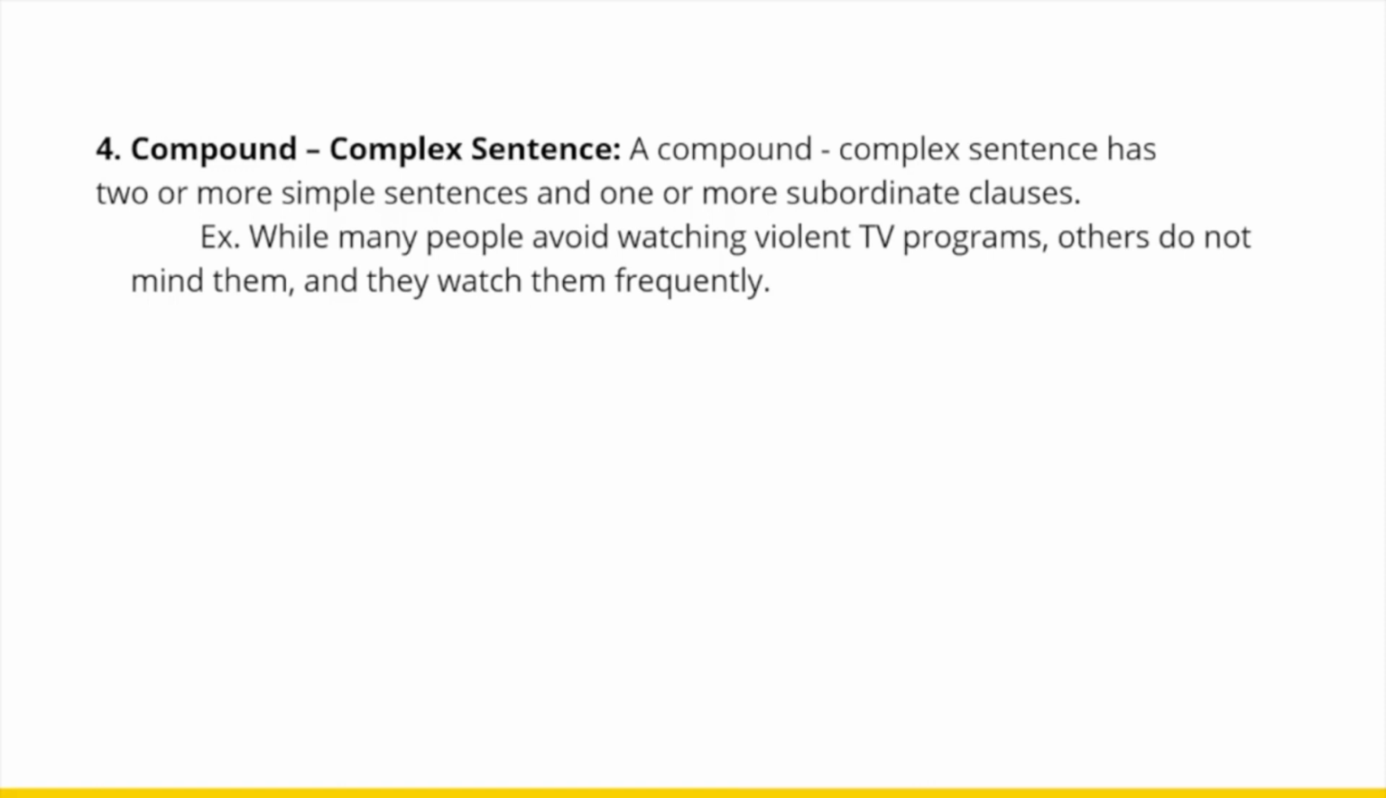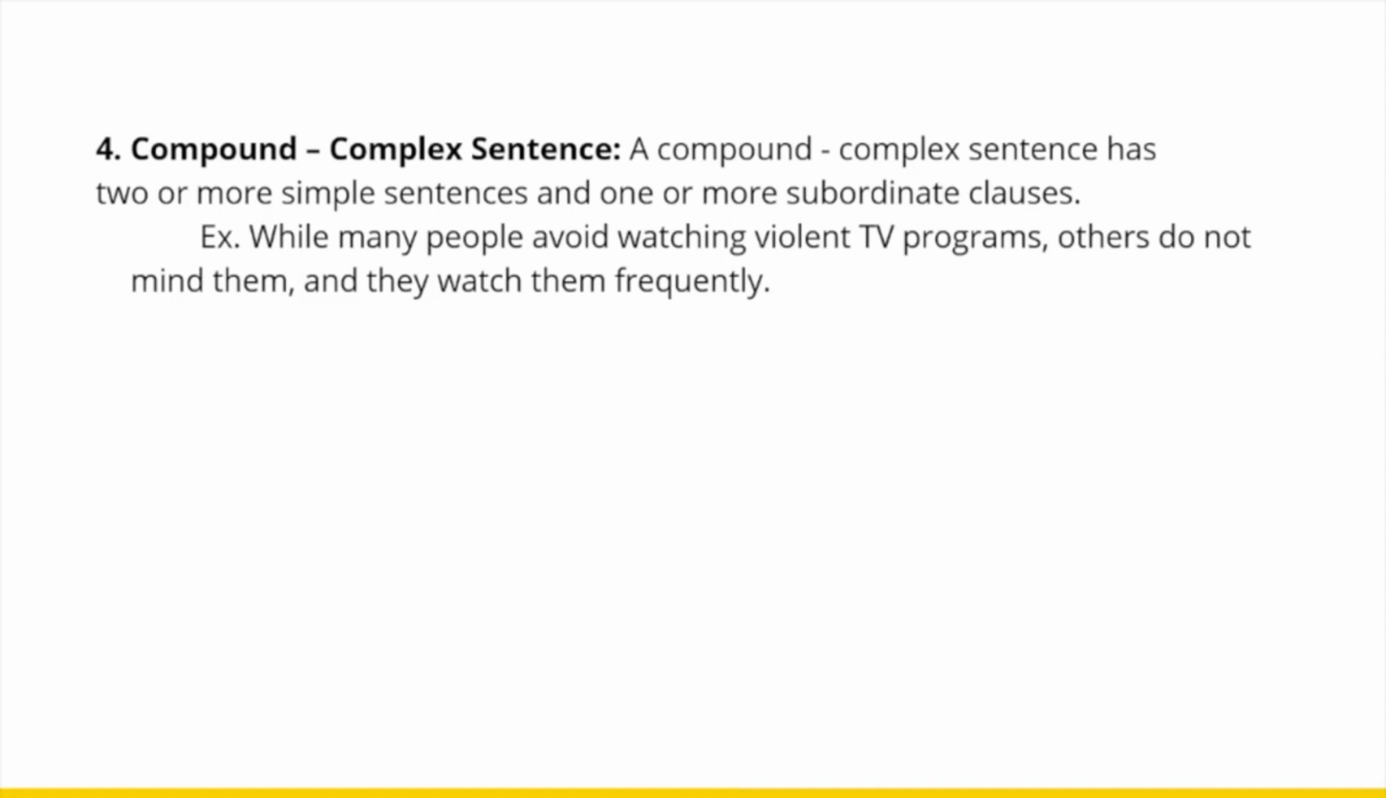A compound complex sentence has two or more simple sentences and one or more subordinate clauses. So the following example looks like: while many people avoid watching violent TV programs, comma, others do not mind them and they watch them frequently. As you can see, we have our complex sentence combined with a compound sentence. And that's what we call a compound complex sentence.